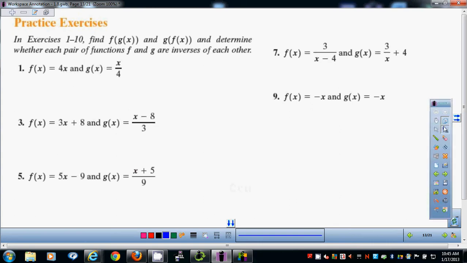Number 5. Let's say we did number 5. So that'd be f of g would be 5 times x plus 5 over 9 minus 9. Is anything going to cancel here? No. If my 9 and 5 had been switched, then maybe. But this is not going to cancel down to x. It's going to remain a really hideous fraction. So you can stop right there. As soon as you get that they're not just x, you can just stop and say not inverses. Exactly x. Not even negative x, not 2x, just x if they're inverses.